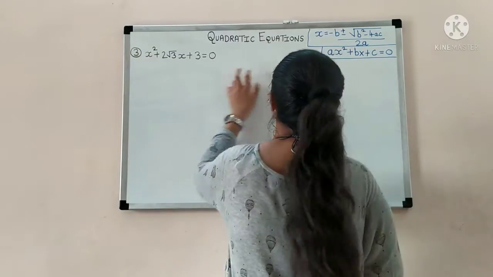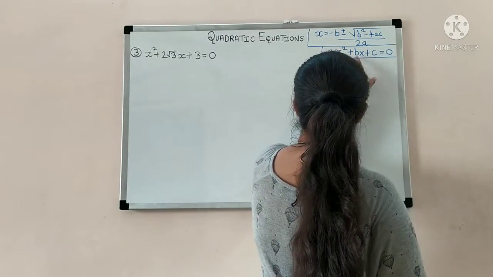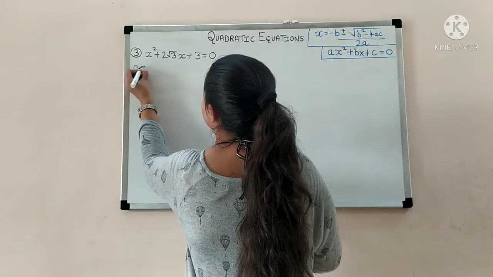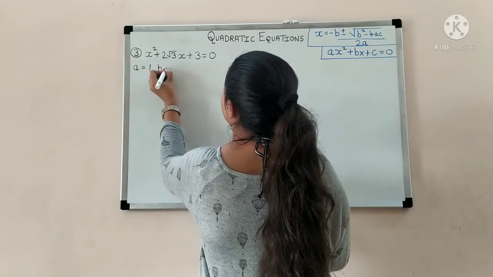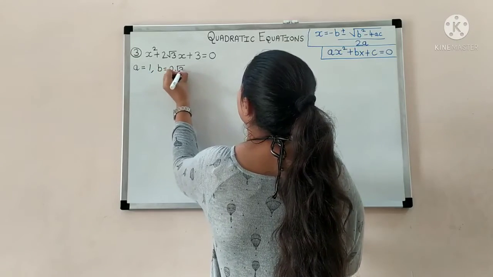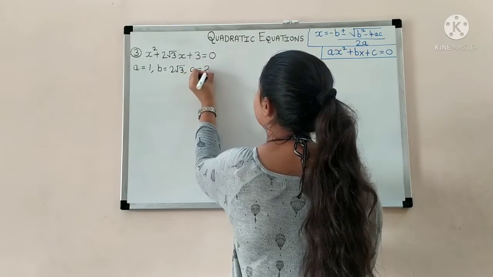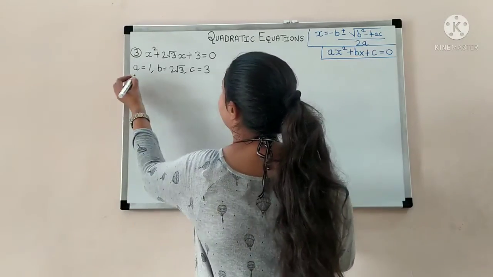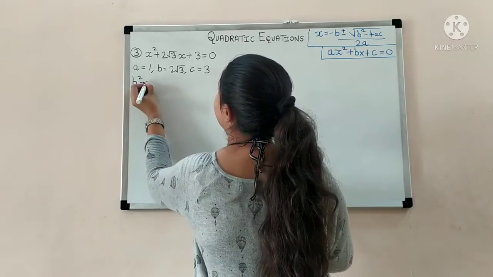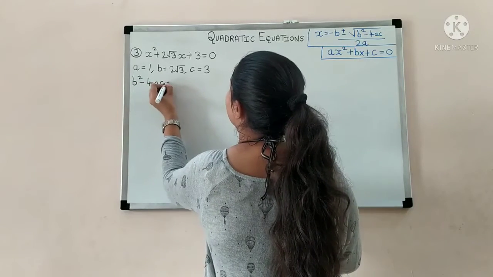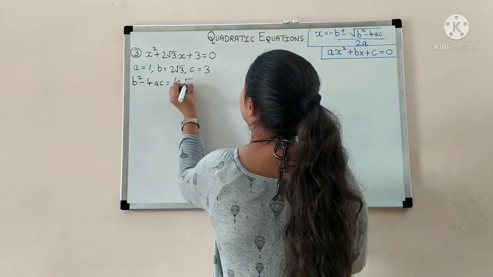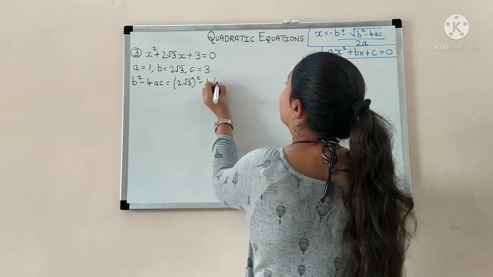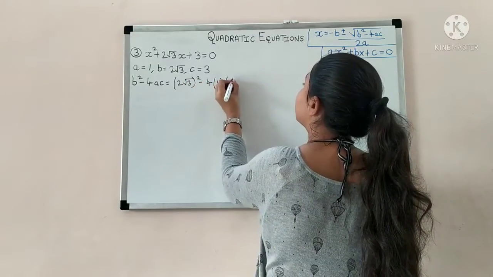So first of all compare it with the general equation. It is ax square plus bx plus c is equal to 0. So a is equal to 1, b is equal to 2 root 3 and c is equal to 3. Okay, and then we'll find b square minus 4ac. So b square minus 4ac is equal to, now this is 2 root 3 the whole square minus 4, a is 1 and c is 3.